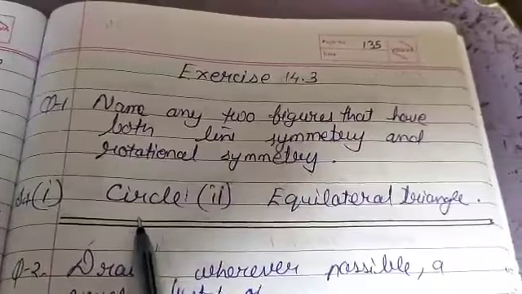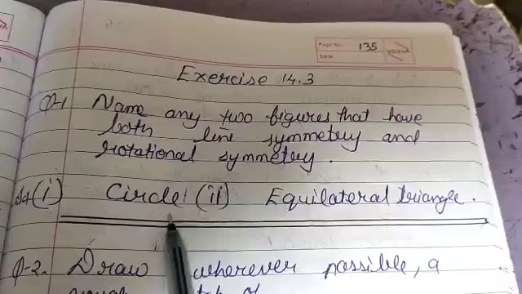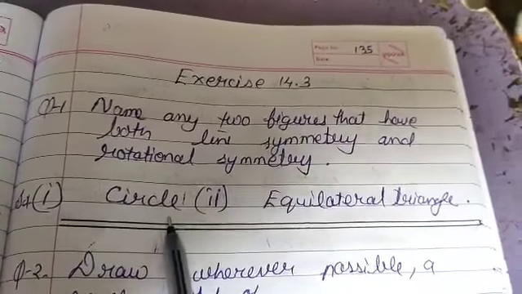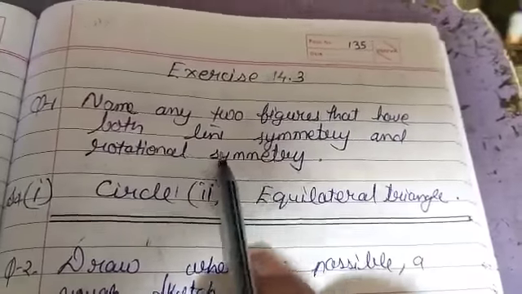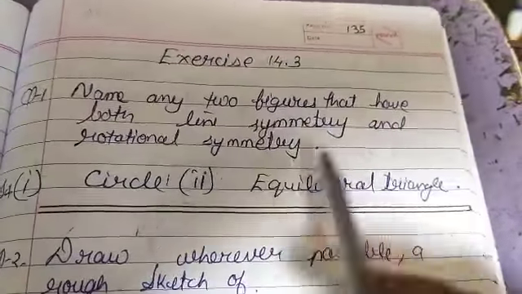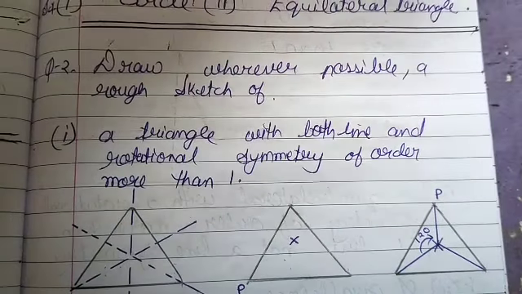Rotational symmetry means when you rotate such a figure, it will look similar from all its rotations. So we can say that these two figures have both line of symmetry and rotational symmetry. The circle, the triangle and even the square have both. But in this question they have asked for only two figures, so you can write circle and equilateral triangle. Let us see the next question.